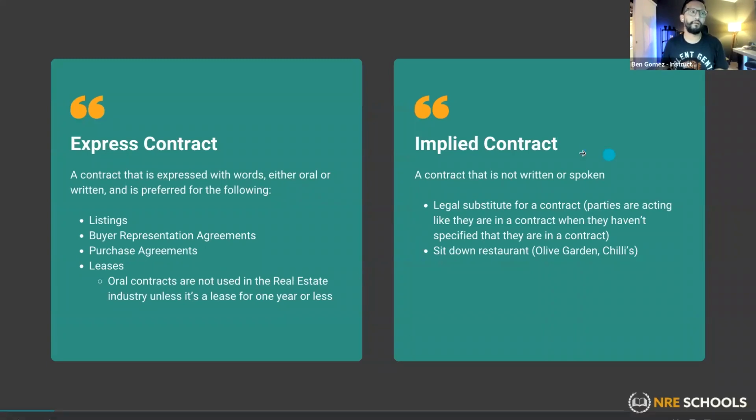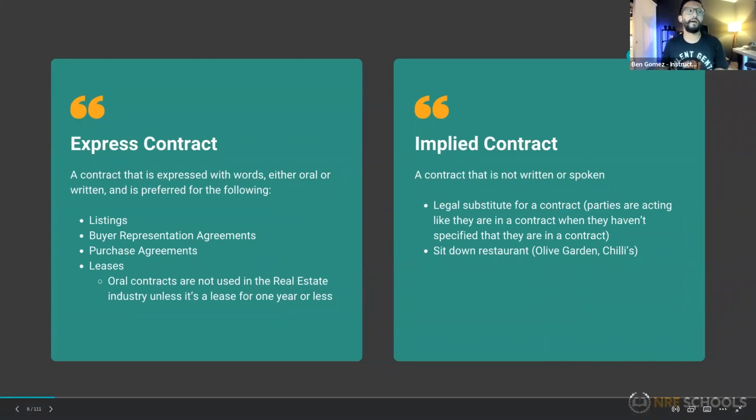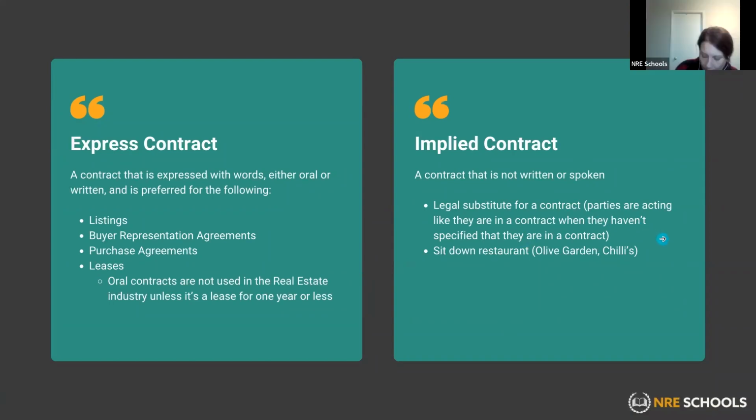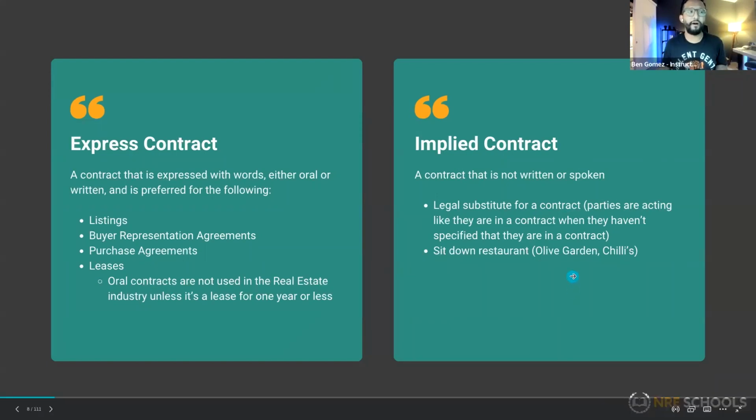Now let's go to implied. An implied contract is a legal substitute for a contract. It's a contract that is not written or spoken. You guys do this all the time without knowing it. I just want you to think of the Olive Garden or Chili's, or any sit-down restaurant. I had Olive Garden last week, so that's why I was thinking Olive Garden when I wrote this. But you can fill this in with any sit-down restaurant that you go to.